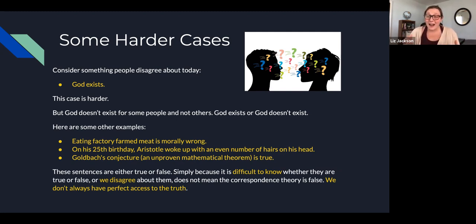false. And in fact, the lesson is that we don't always have perfect access to the truth. But the fact that we don't have this perfect access doesn't mean that truth isn't correspondence to the world. It just means that we don't know everything, and evidence can be difficult to assess. And in these harder cases, we don't always know, is that statement true or is that statement false? But that doesn't mean that it's not actually true or false. It's just beyond our knowledge at this point.